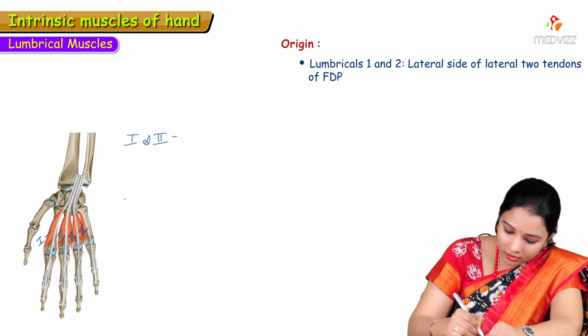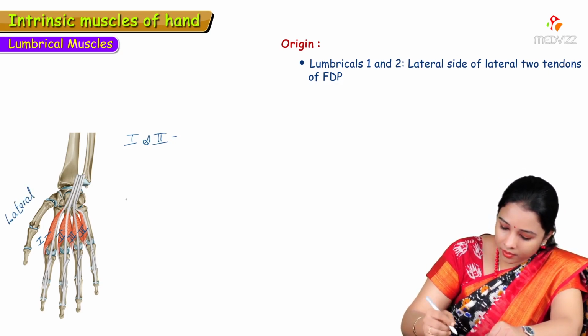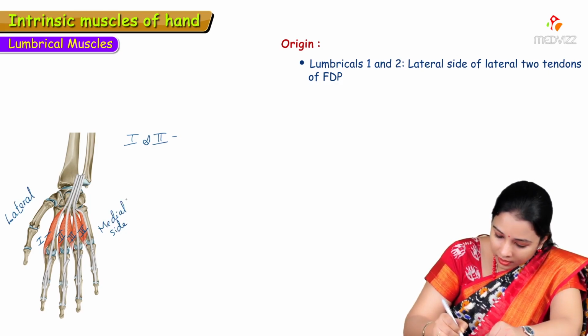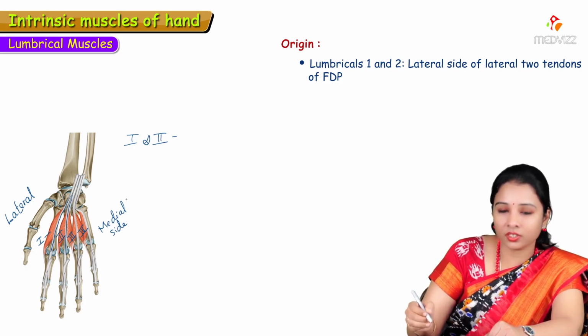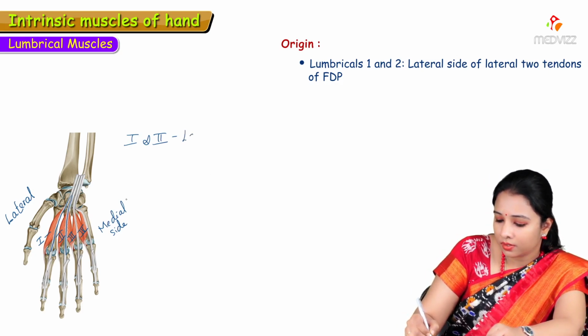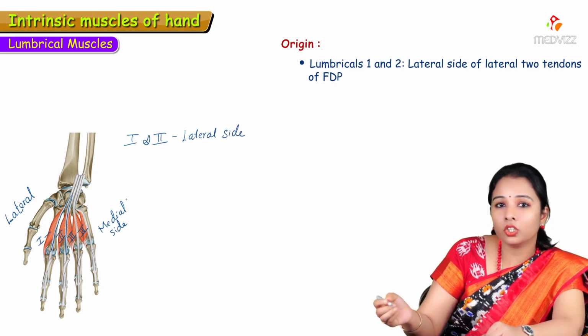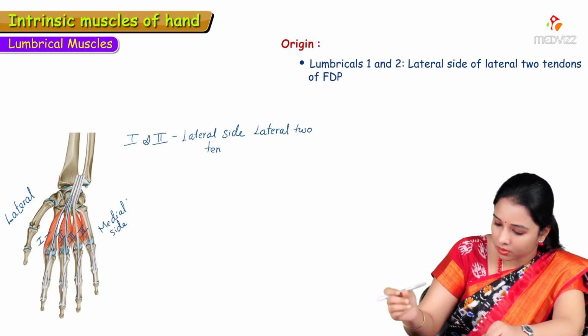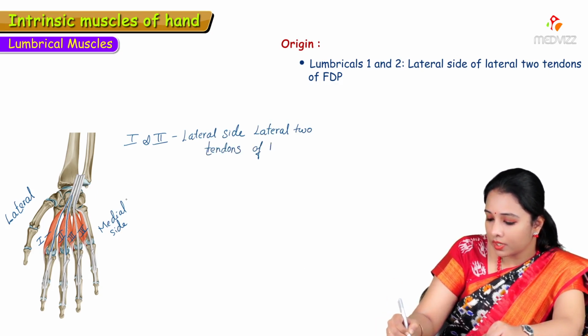So this is the lateral side, this is the medial side. So on the lateral side, here is the first flexor digitorum profundus, first 2 tendons. So it gets origin from the lateral 2 tendons of flexor digitorum profundus muscle.